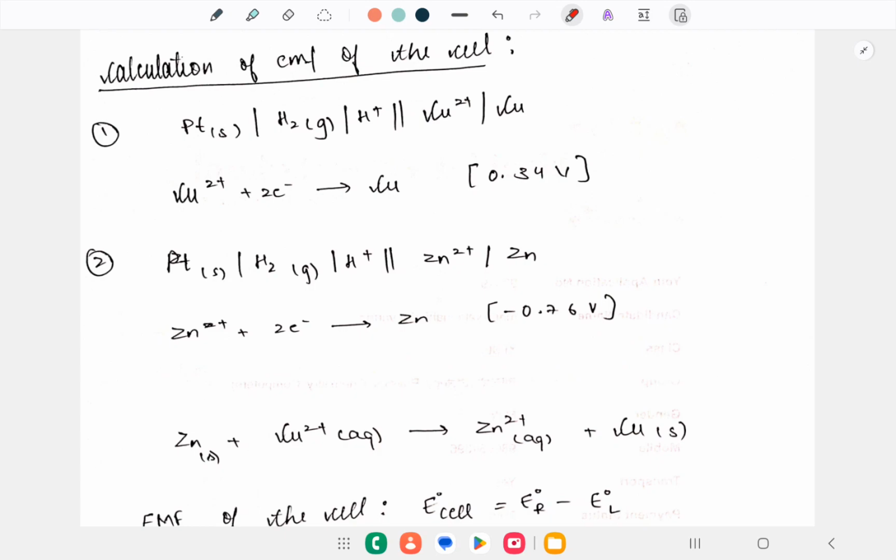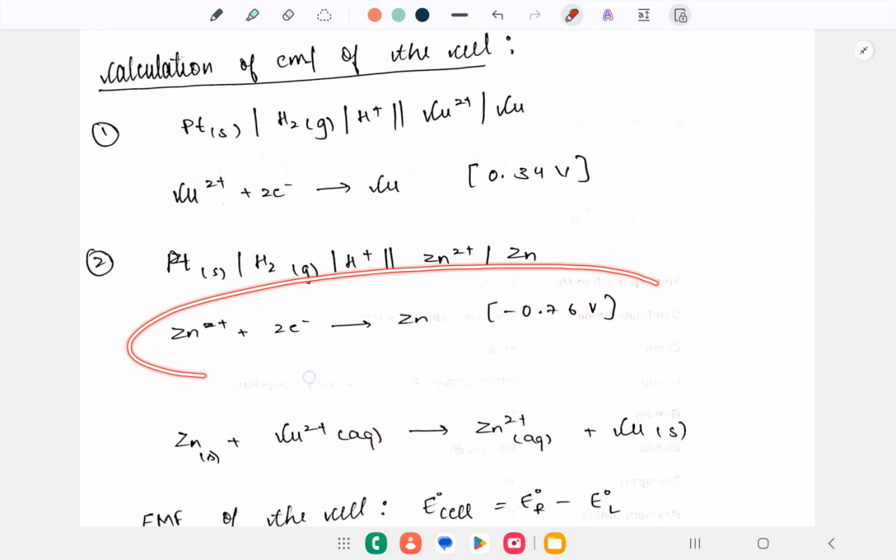So here we can simply understand that the positive value of the electrode half cell in the first case indicates that Cu2 plus ions get reduced more easily than H plus ions. So hydrogen gas cannot reduce copper under these conditions, and thus copper will not dissolve in HCl.